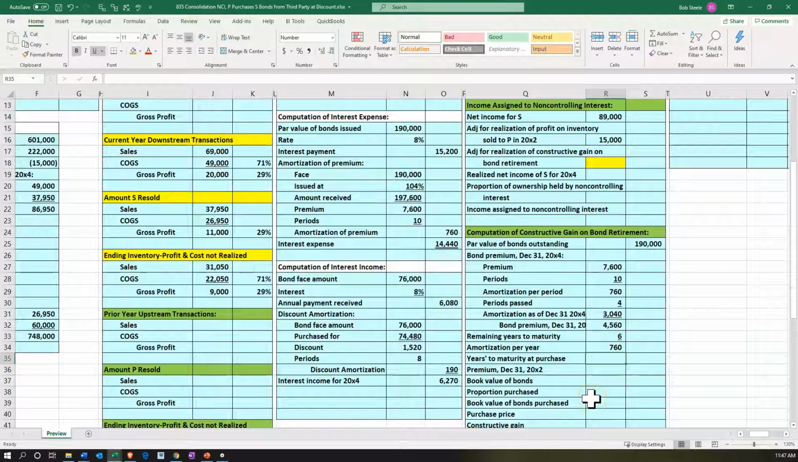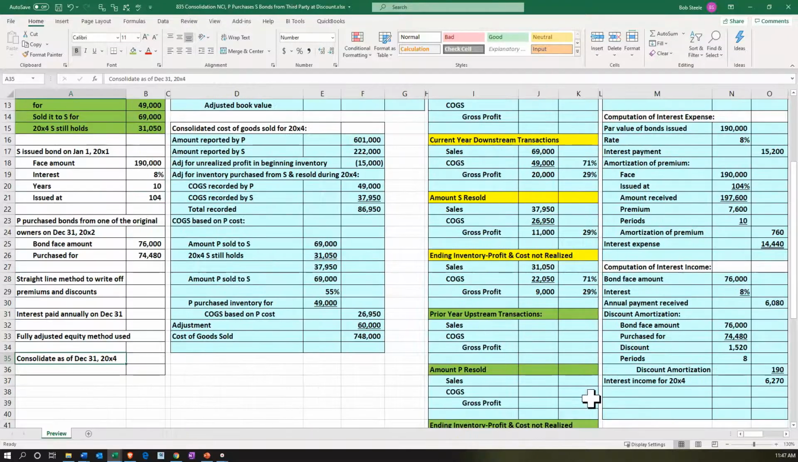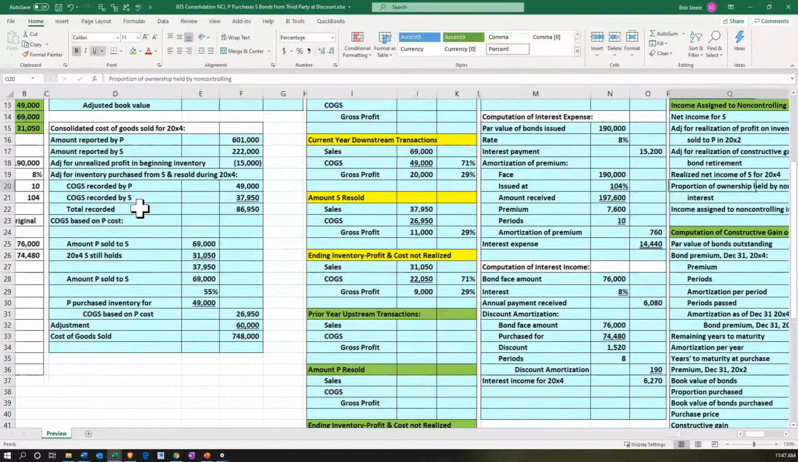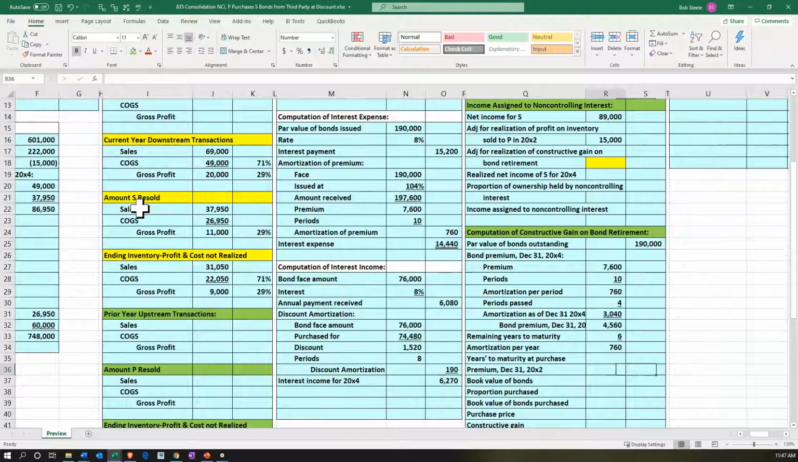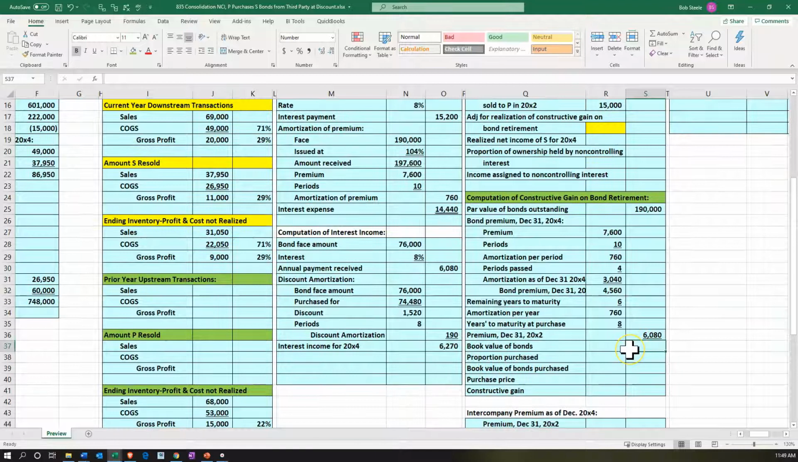Now we want to consider the years to maturity at purchase. In other words, the purchase that took place by P to result in this kind of intercompany transaction. So S issued the bonds in 2000x1, P purchased them in 2000x2, which is basically 2 years later. This happened in January, so 2 years later this happened. So that's 10 minus 2, which is 8 years left. So we're going to say, all right, there's that 760. There's going to be 8 years to maturity. So the premium as of December 31st, 2000x2 is going to be this times this. So it would have been the 6,080.